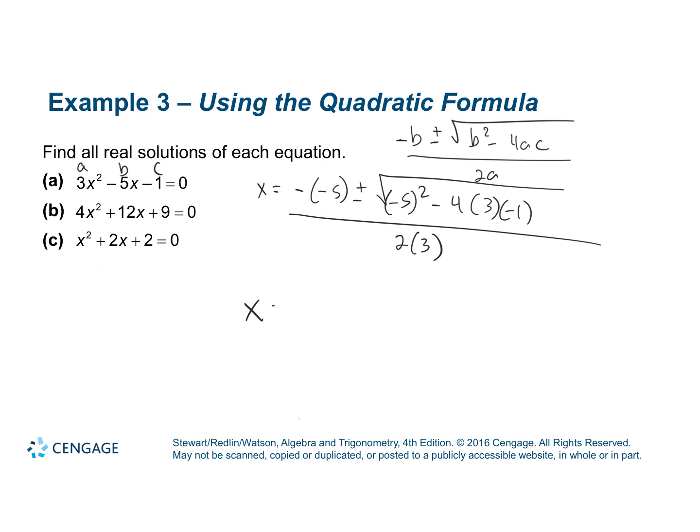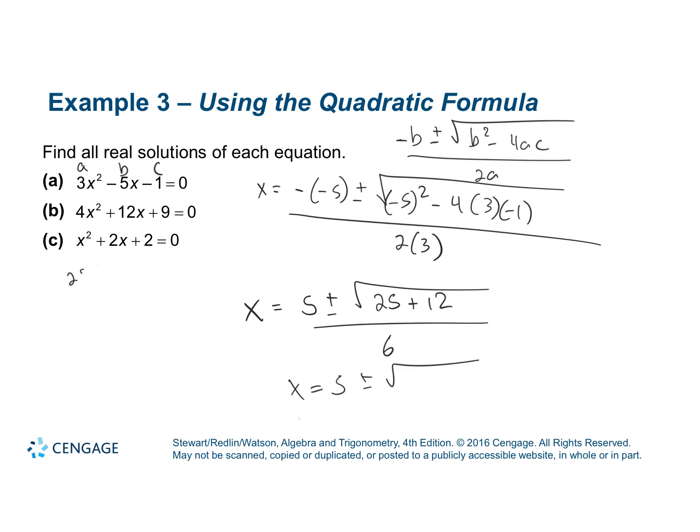So this is going to simplify to positive 5 plus or minus the square root of 25 plus 12, over 6. This is going to become x equals 5 plus or minus the square root of 37, over 6. Now, I cannot simplify root 37, so this will be your final answer. You can leave it like this.